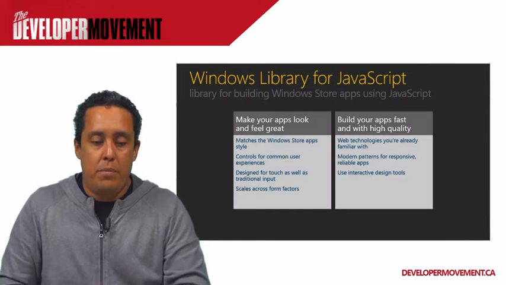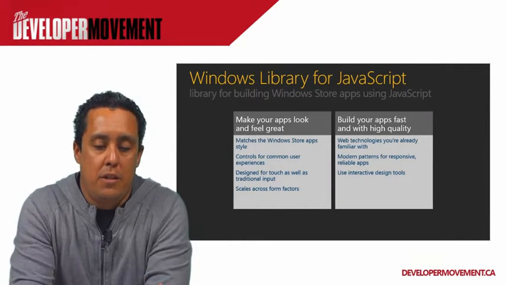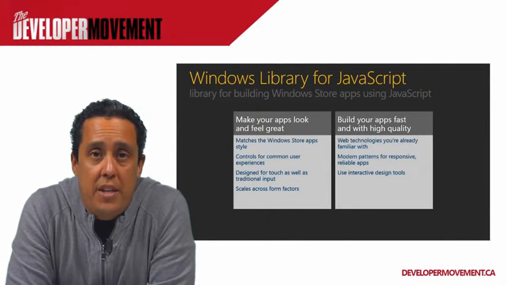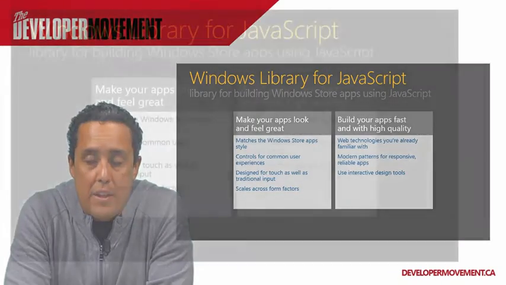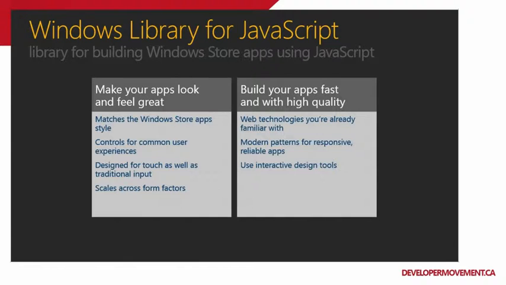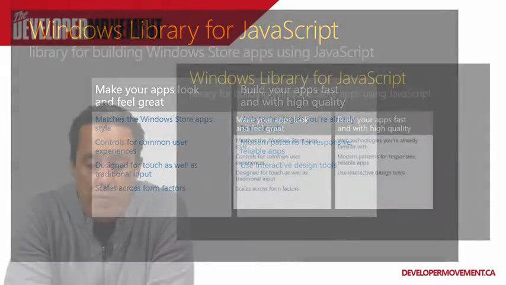So now, building apps. So building apps with HTML and JavaScript, you're using the WinJS library, the Windows library for JavaScript. The whole goal of the library was to allow developers who are familiar with HTML5, CSS3, and JavaScript to be able to bring their apps quickly, or their web apps quickly, to the Windows 8 platform.